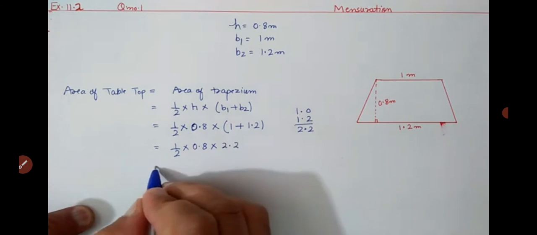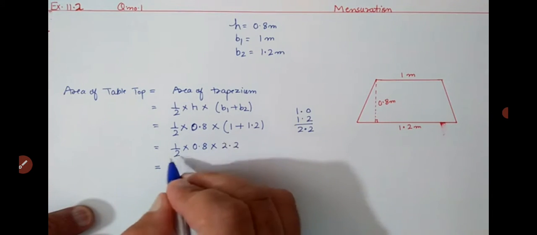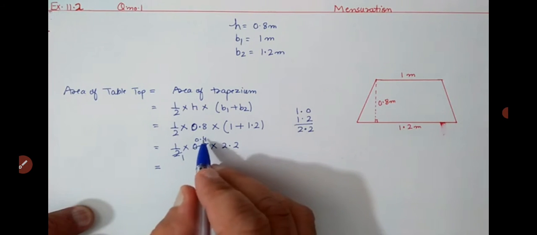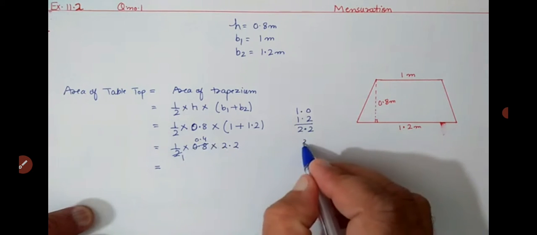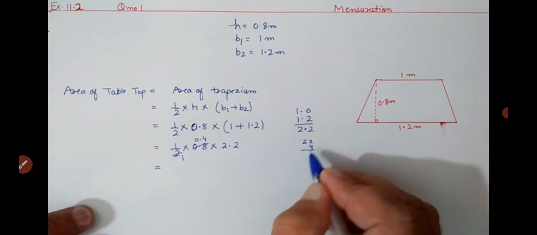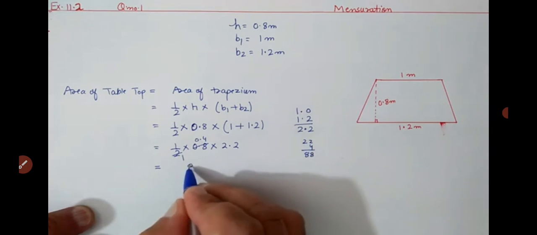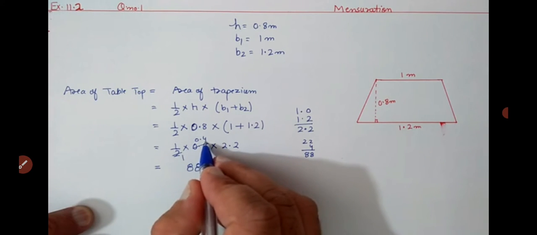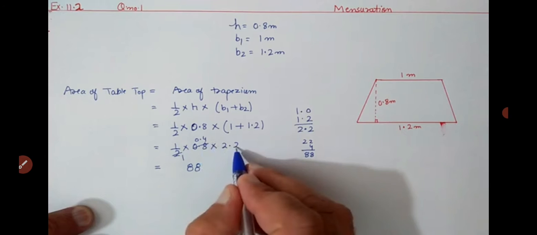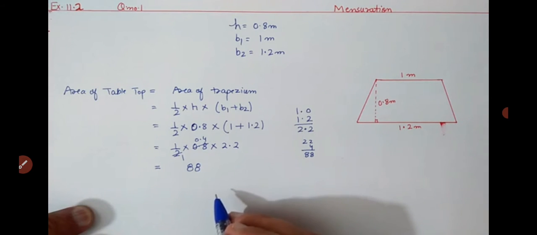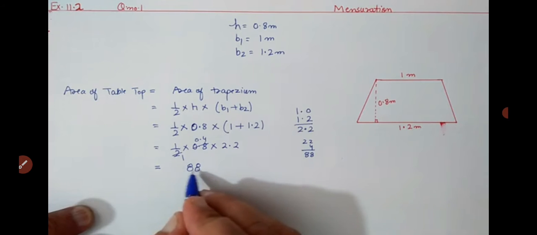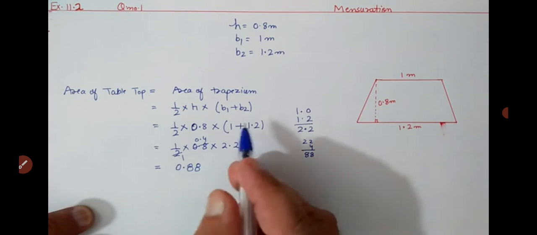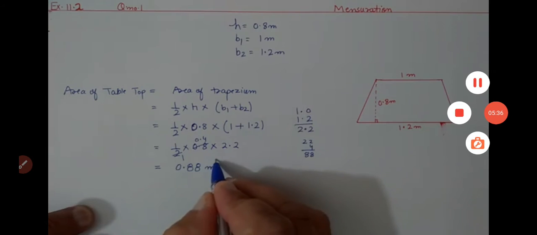Okay, now 1 by 2 of 0.8 will come 0.4. Now you can multiply 0.4 and 2.2. So simple, 22 and 4 multiply first, the product will be 88. Now how many decimal places are here? There is one decimal place here and one decimal place here, so there are two places in total. So you count two digits from the right side in the answer and put the decimal. So 1, 2, count and put the decimal: 0.88 is your answer. Okay, understand?